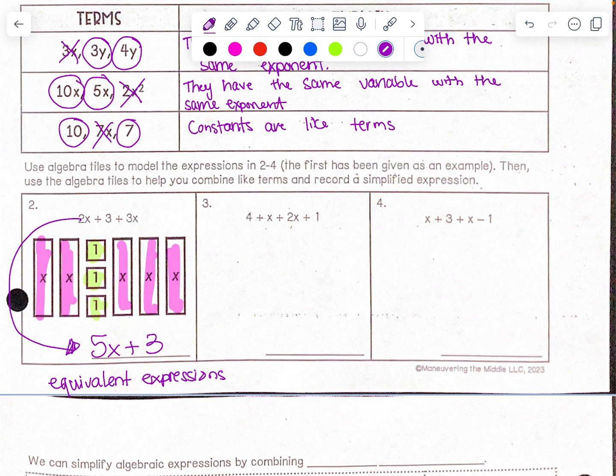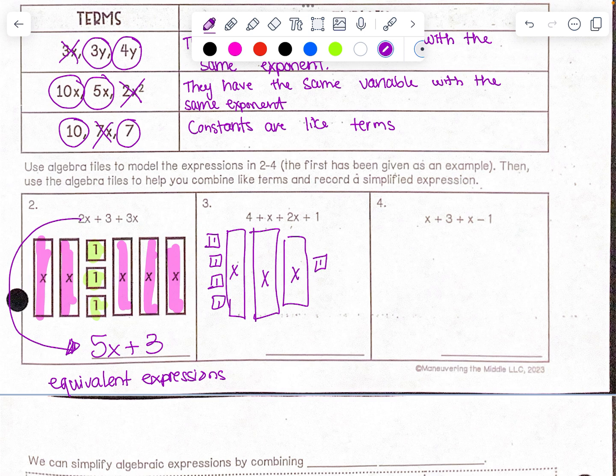Okay, we'll do this one together. If I'm going to draw this as algebra tiles, 4 is going to be represented by 4 1-unit blocks. Again, you may have to pause to keep up with me. I'm trying to talk fast so this video is not crazy long. And then 1x, and then 2 x's, and then 1. So when I'm combining them, I'm looking at that 3 x's plus an additional 4 units. So 4 plus x plus 2x plus 1 simplifies to 3x plus 4. These are equivalent expressions.